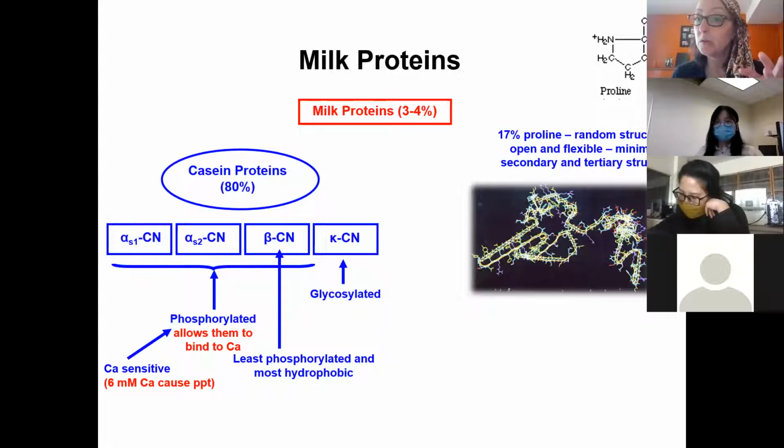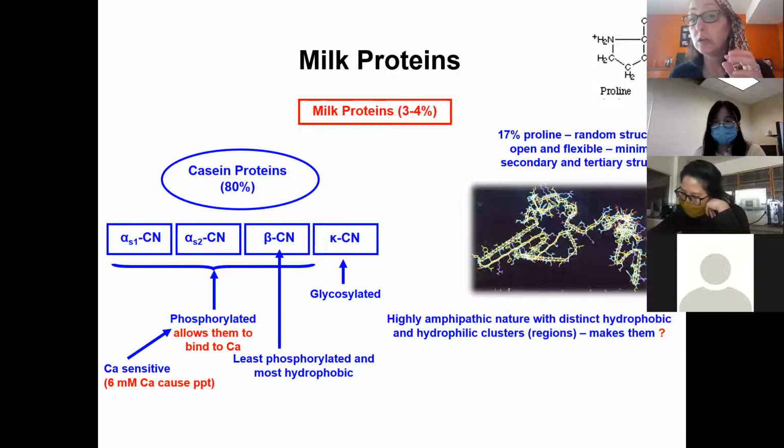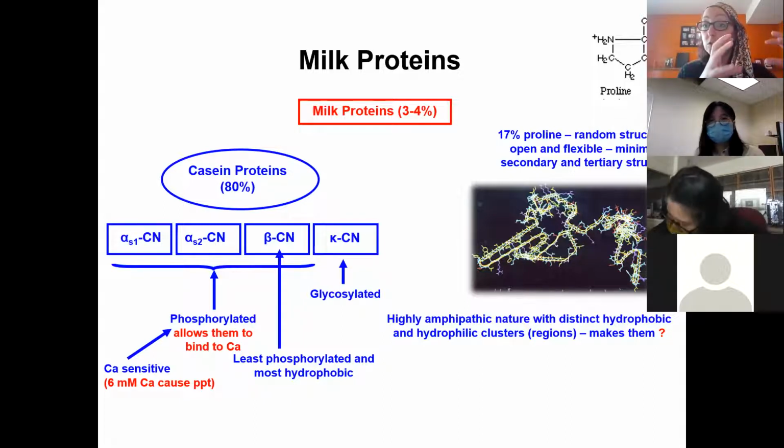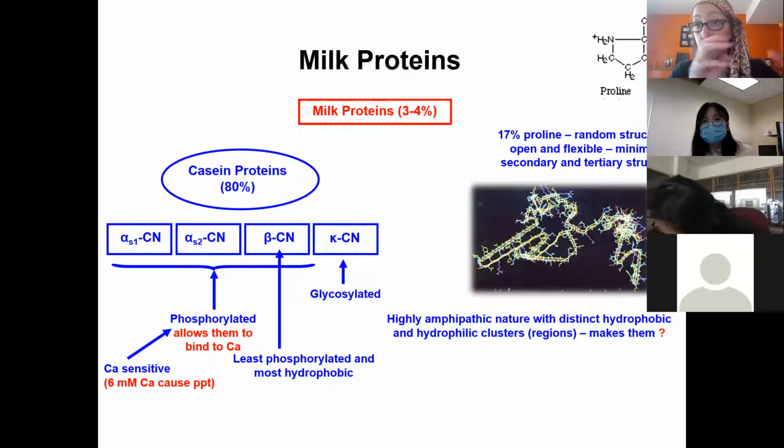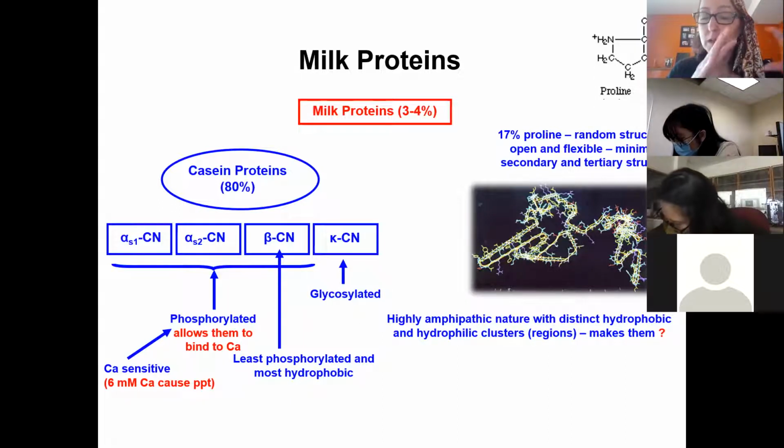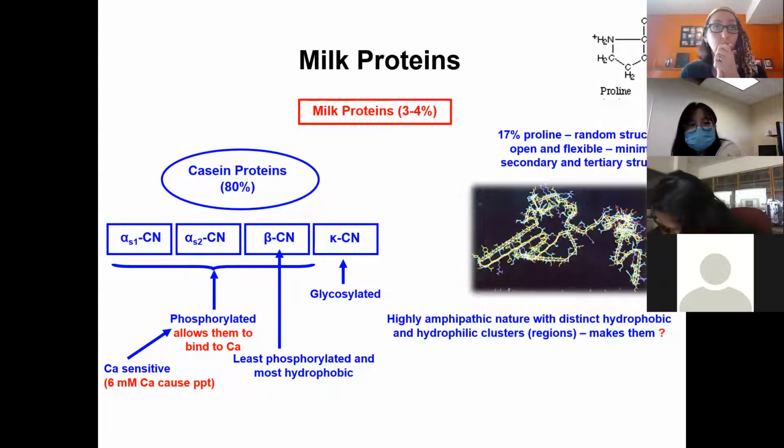So it's mostly an open structure, and the structure is highly amphipathic or amphiphilic. They mean the same thing. That means you have clusters of hydrophobic regions. So you have very characterized hydrophobic regions, and then very characterized hydrophilic regions. So regions or clusters, you can call them whatever you want.